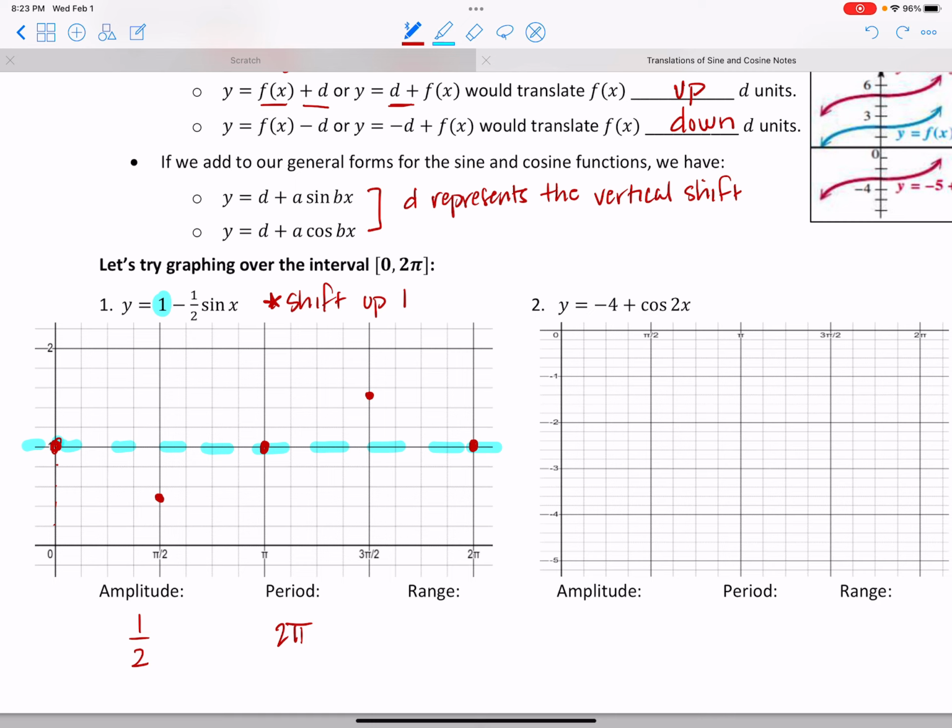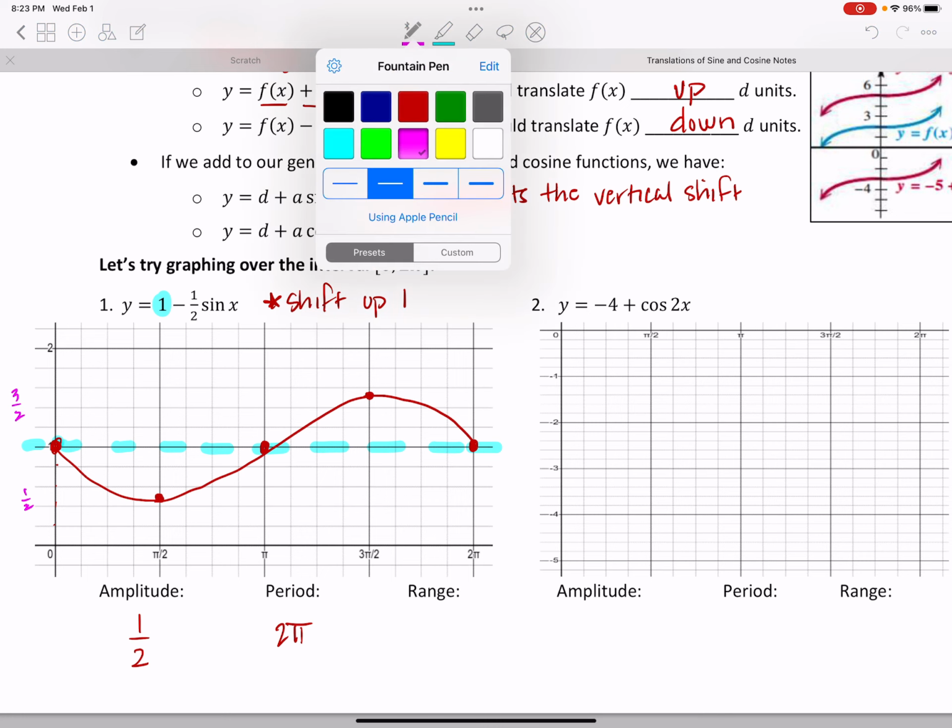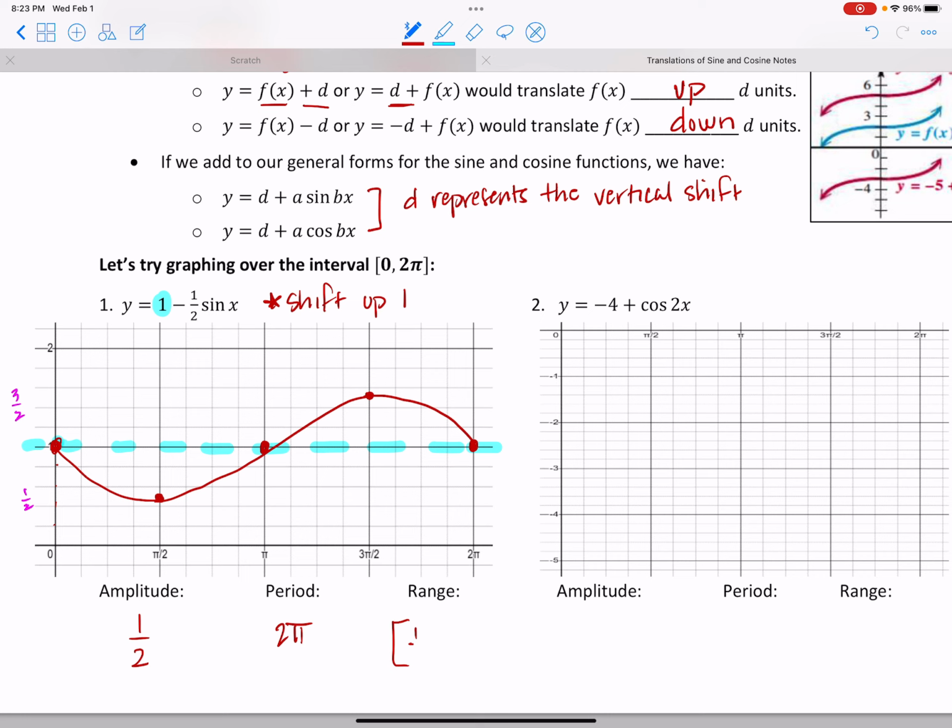Trying to connect the dots here. Okay. So here, and boom. And now we can see our range has shifted. Our minimum now is going to be, oh, that's my eraser. Minimum now is going to be at positive 1/2, and the maximum now is at 1 plus the 1/2, which would actually be 3/2. So we're going to say our range goes from 1/2 to 1.5, which is 3/2.